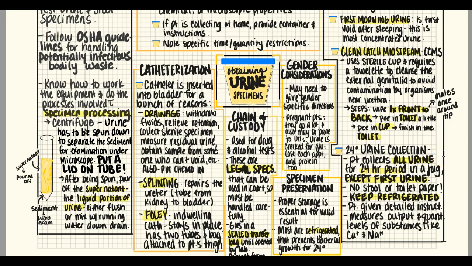So they do that with the exception of the very first urine. So they void the first urine, and then after that first urine, they collect everything for a 24-hour period. The patient should be instructed to not collect any stool or toilet paper into the jug. That should be a given. It's urine only, but sometimes people misunderstand directions.